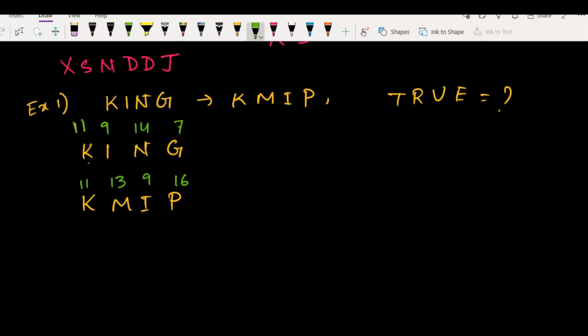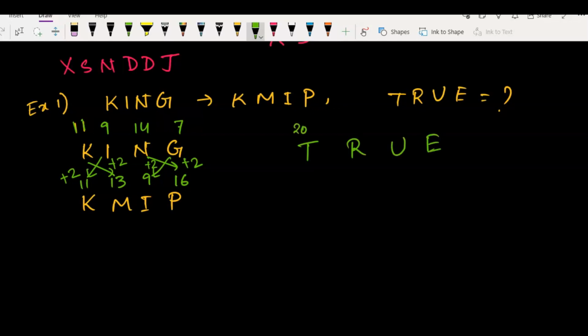So 11 goes to 13, then we have plus 2. 9 goes to 11, this is also plus 2. Then 14 goes to 16, it is plus 2. 7 goes to 9, it is also plus 2. So it is the question of cross pattern. So now do for true.